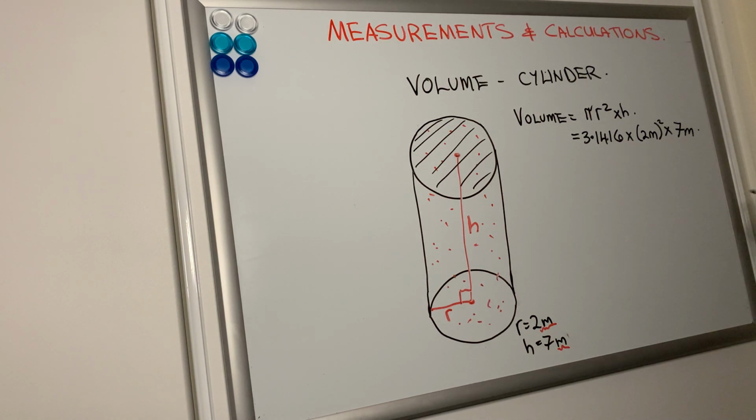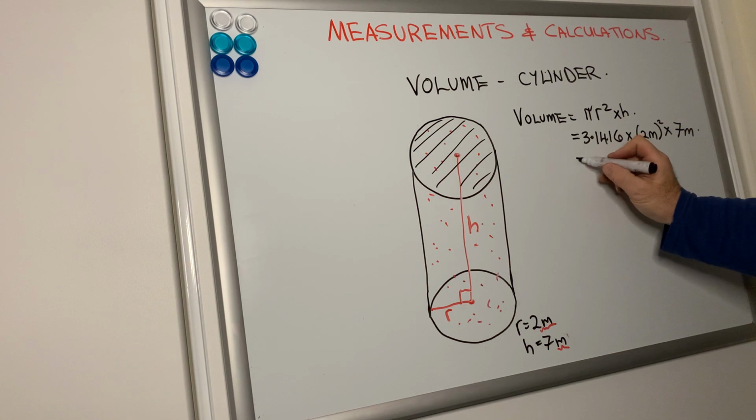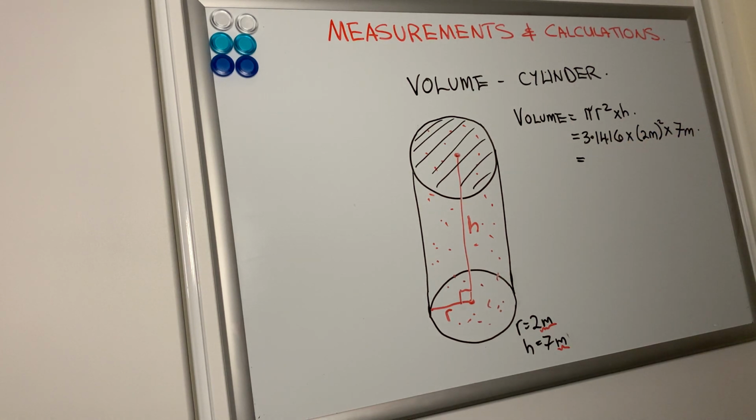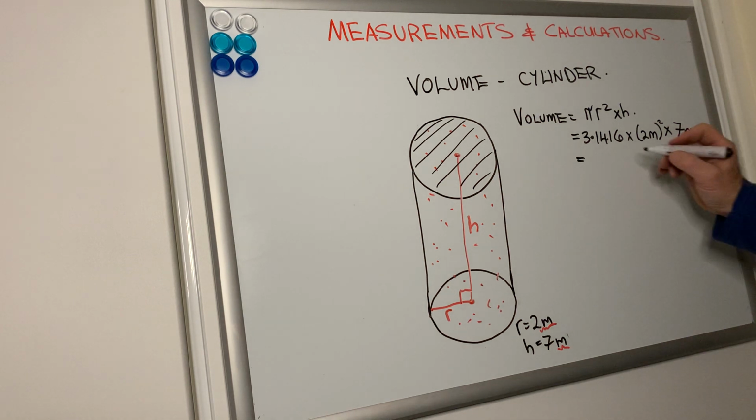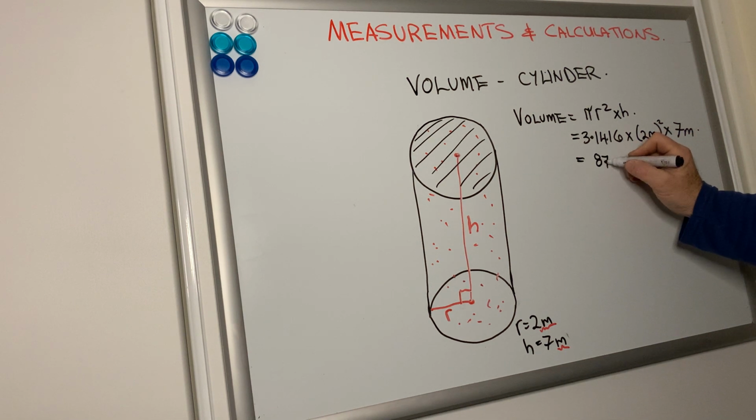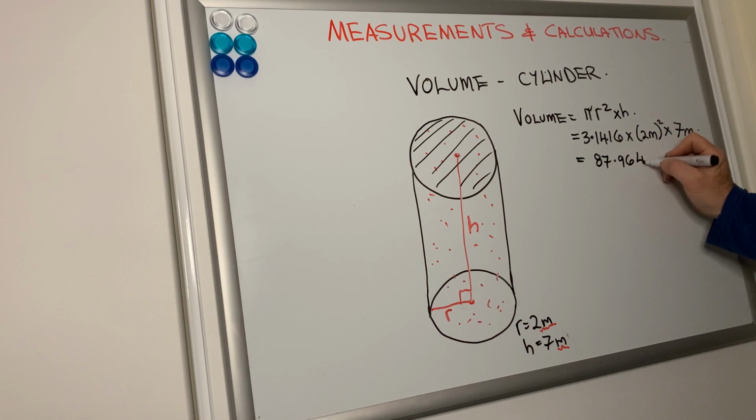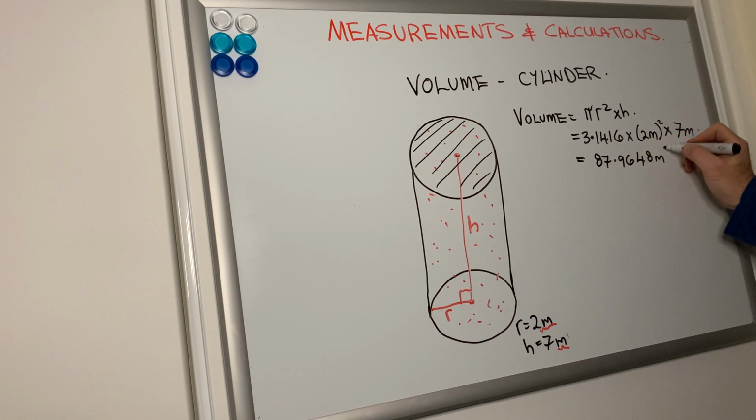So when we work out all of this, let's work out what this comes to. It is 87.9648 meters cubed.